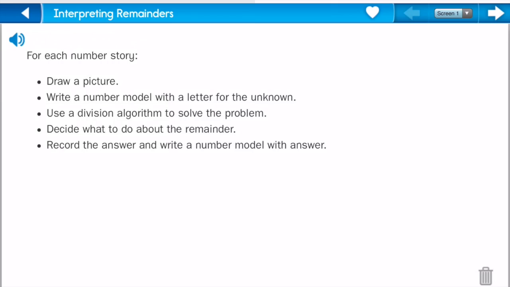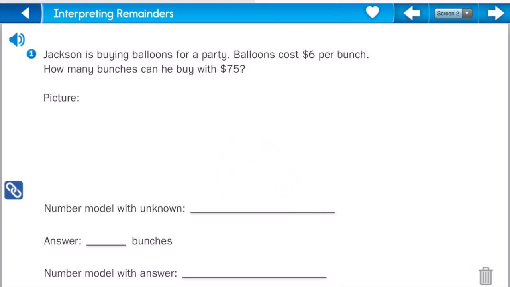All right. So let's go to the second screen and see what our problem is going to be. Okay. Here's our problem. Interpreting remainders. 1. Jackson is buying balloons for a party. Balloons cost $6 per bunch. How many bunches can he buy with $75? Picture. Number model with unknown. Answer. Blank bunches. Number model with answer.